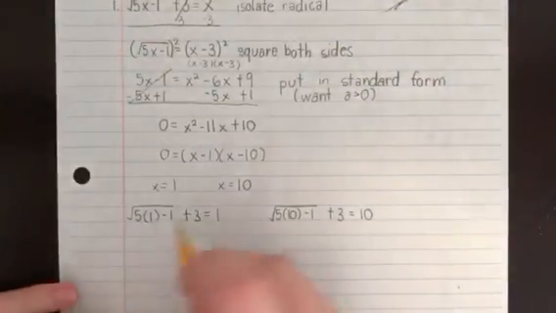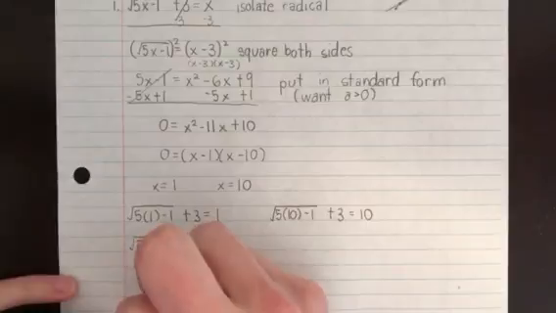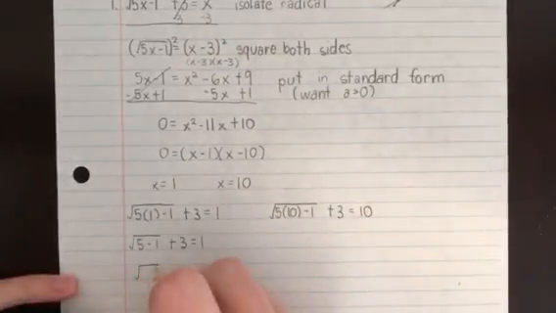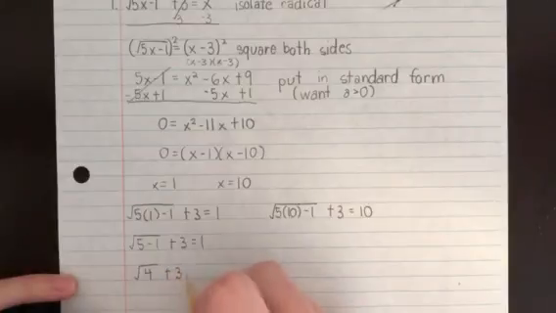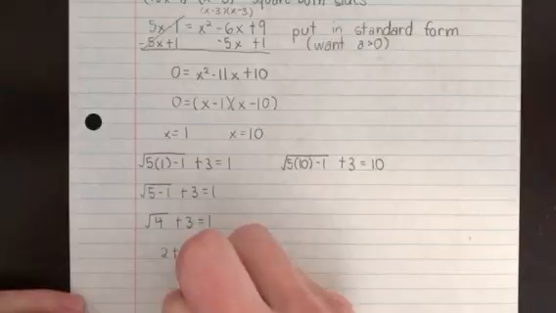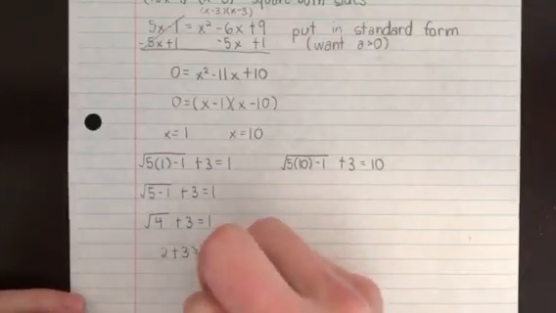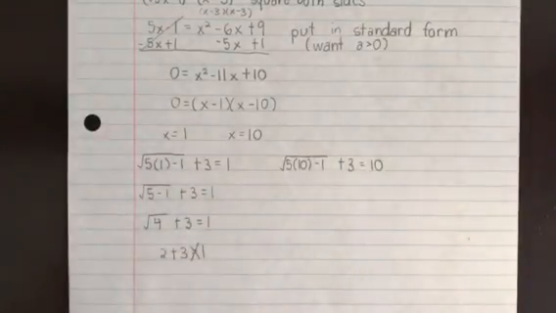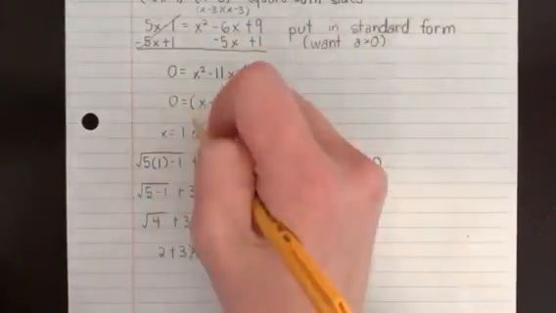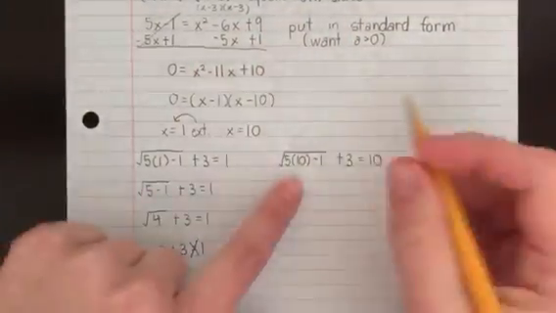So this is going to give me square root of 5 minus 1 plus 3 equals 1. So this is square root of 4 plus 3 equals 1. I can already tell you that's not going to work because that's 2 plus 3, and they're saying that equals 1. That's not true. Okay, that does not work. So 1 must be extraneous. That's an extraneous solution. Okay, let's try 10.